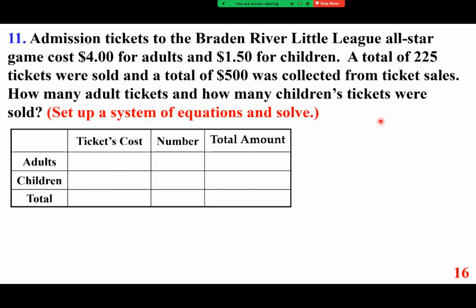Let's set it up as follows. Adults, children, total: tickets cost, number, total amount, and so on. So the very first thing is that $4 for adults. In front of the adults, we're going to put $4. And it's going to cost $1.50 for children. Let's put it there.